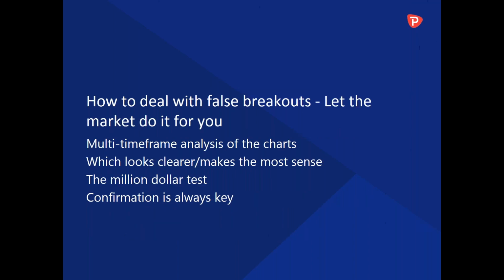Okay, so first we want to start with how to identify or deal with false breakouts. And we want to let the market do it for us. So what that means is, I don't know if anyone here is familiar with things like channel trades or pattern trades, but whenever you're looking at those kinds of trades, and we'll use an example in a minute, you always want to make sure that you're looking at it on the clearest time frame. So multi-time frame analysis is something that a lot of people use, and that's of course where you get a 4-hour or daily chart and you check that pattern or that trade on multiple different time frames. What you want to do is look for the one that looks clearest to you and makes the most sense.